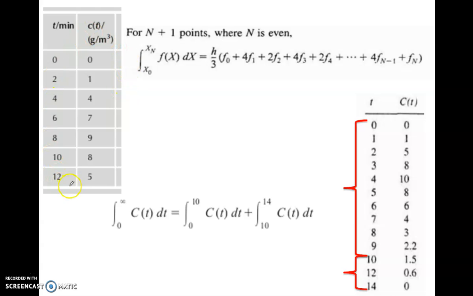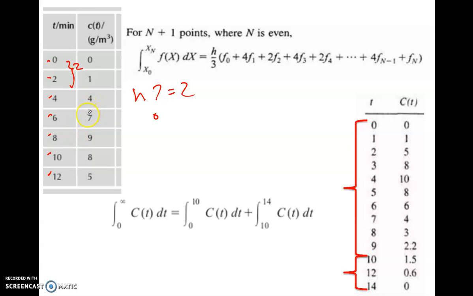From this data, if we want to solve using Simpson's rule, you look at how many points they have. The first thing you have to look at is whether they have the same H. What's the H? It's 0, 2, 4, 6, 8, 10, 12, meaning the H is 2, the difference between one data point and another. In this data we have 1, 2, 3, 4, 5, 6, 7, so we have 7 points.